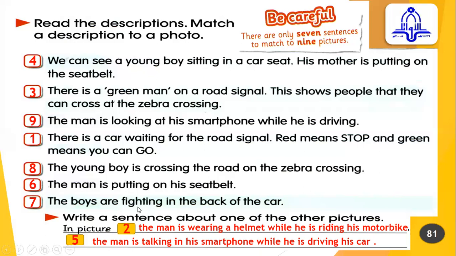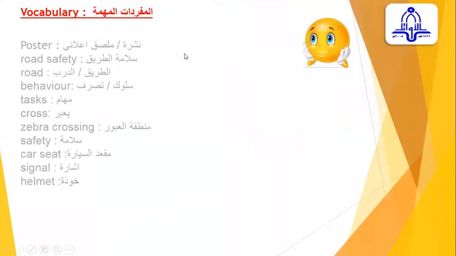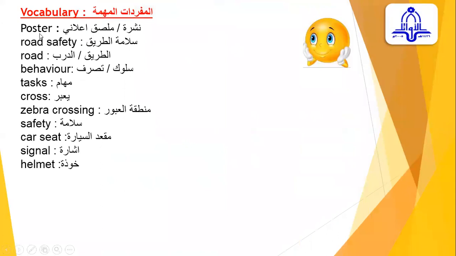Fighting, يعني يتشاجر. إذن هذا كان عندي الدرس هو study the rules how to be safe on the road. كيف تكون آمنا على الطريق or road safety, سلامة وأمن الطريق. Now, we should focus on the vocabulary, المفردات المهمة اللي وردت في الدرس. We have the word poster, يعني نشرة أو ملصق إعلاني, نشرة جدارية. Road safety, سلامة الطريق, means safe, آمن, safety, سلامة الطريق. Road, معناتها الطريق أو الدرب.